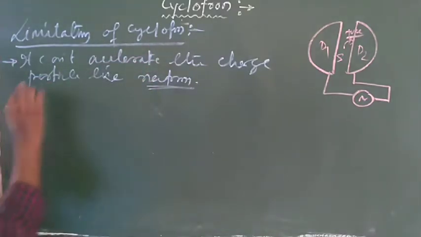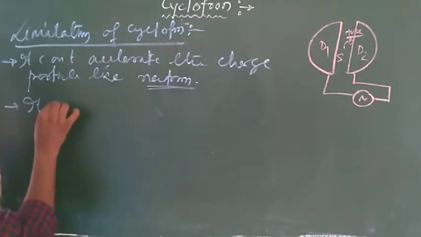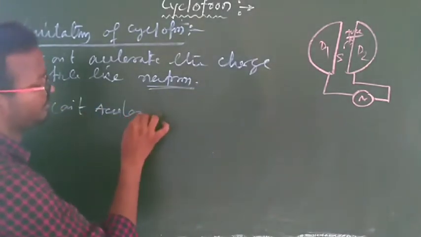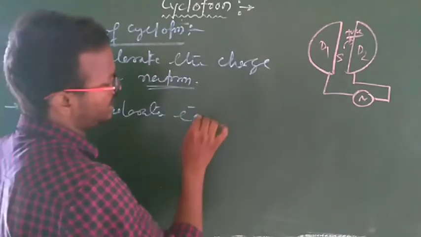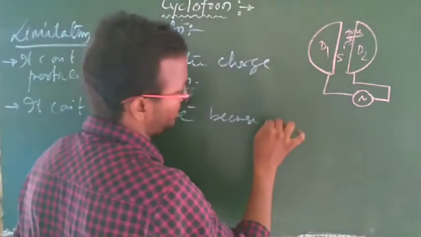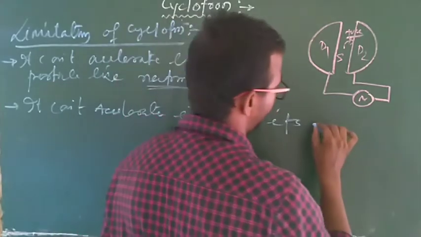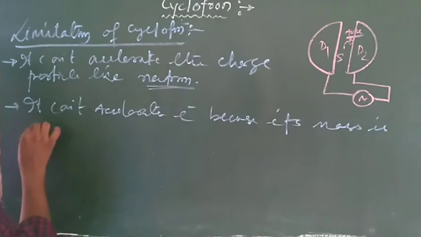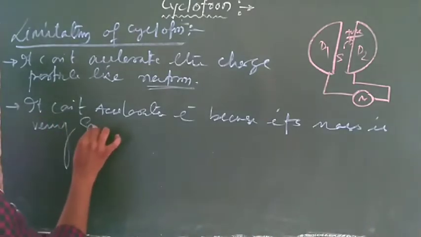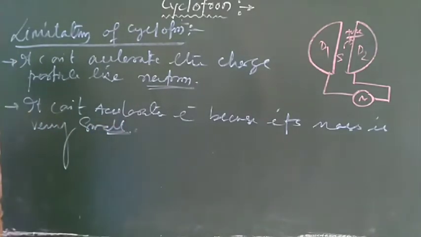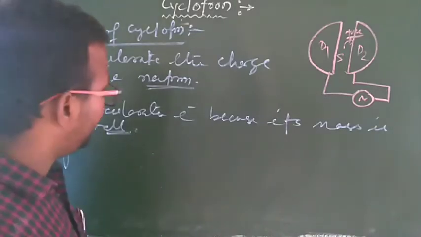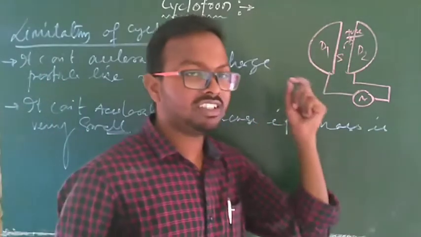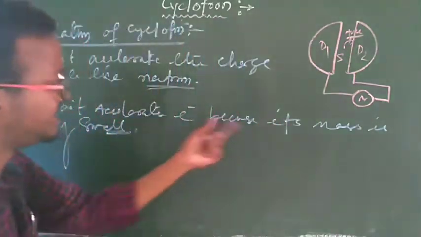Second limitation: it cannot accelerate the electron because its mass is very small. Why can the electron not be accelerated in the cyclotron? Because its mass is very small.